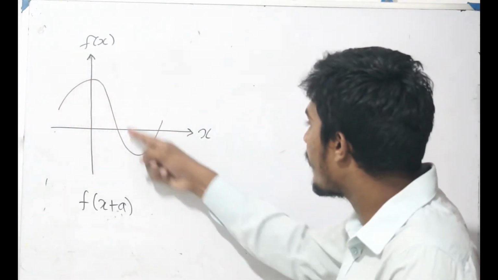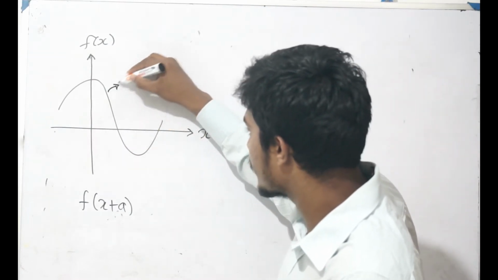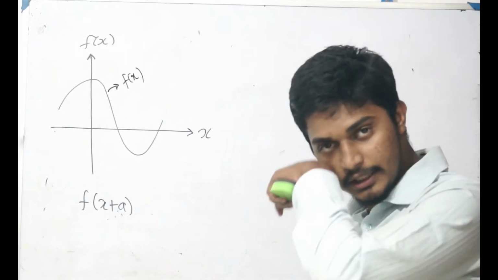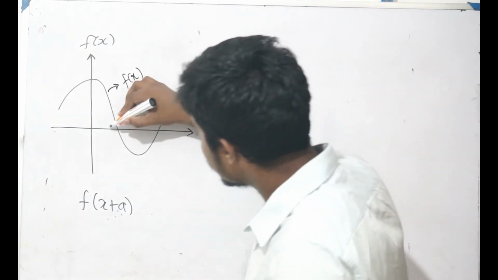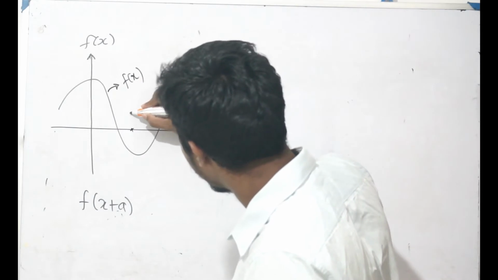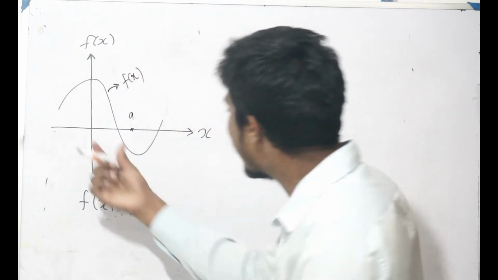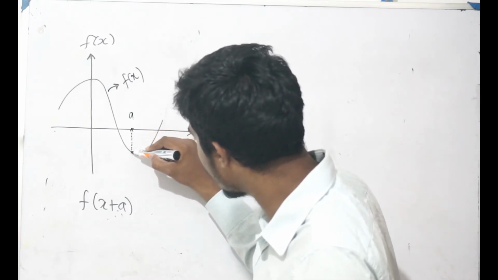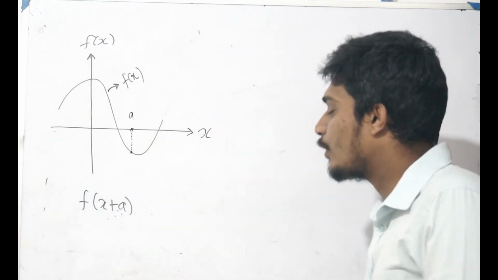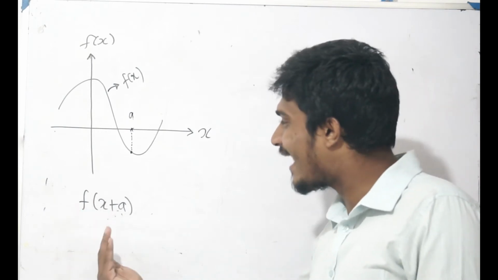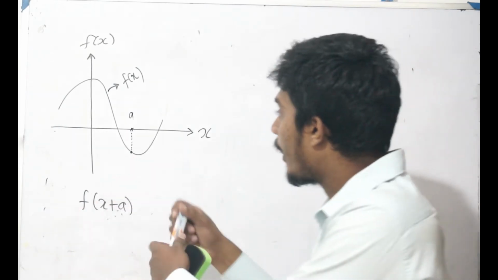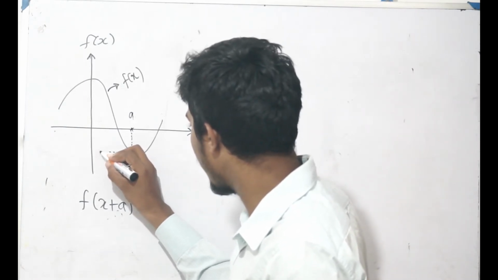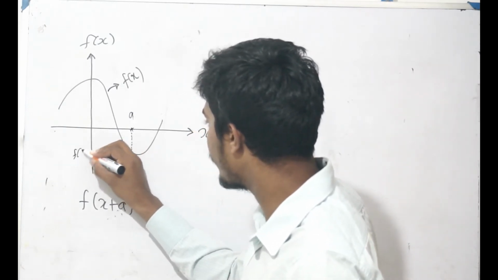So this is the graph of the function f of x. When x changes, this is how you get the graph. Let's say this point over here is your a. Let's say this length is your a. So the graph projects at this point. When you have the graph of f of x plus a, this value over here is going to be your f of a.